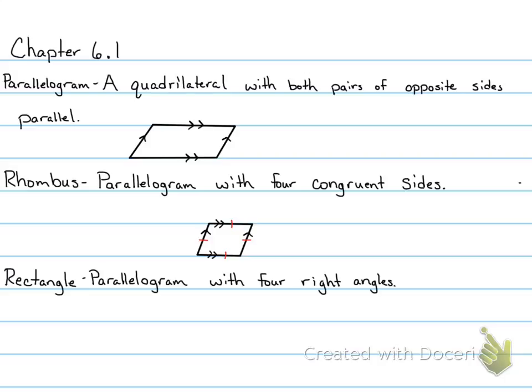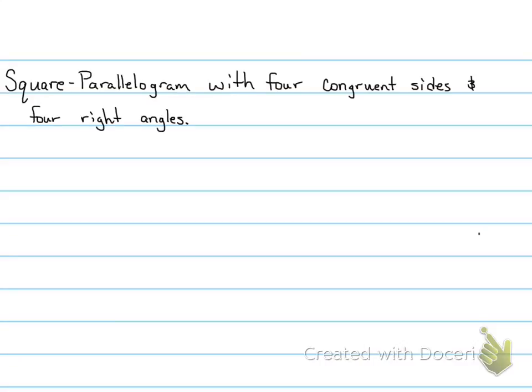A rectangle is a parallelogram with four right angles. So it's a parallelogram, hence the arrows once again. And we have the idea that all four angles are right angles. A square is a combination between a rhombus and a rectangle. It's a parallelogram with four congruent sides and four right angles. So there's a lot of extra information for a square.